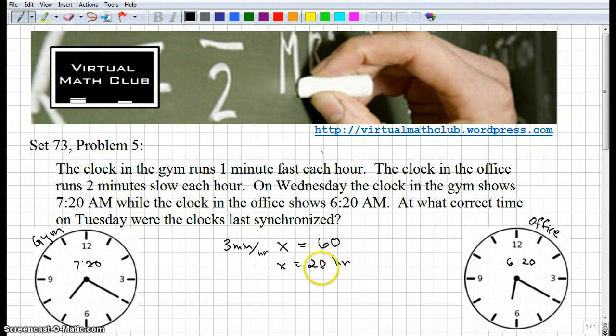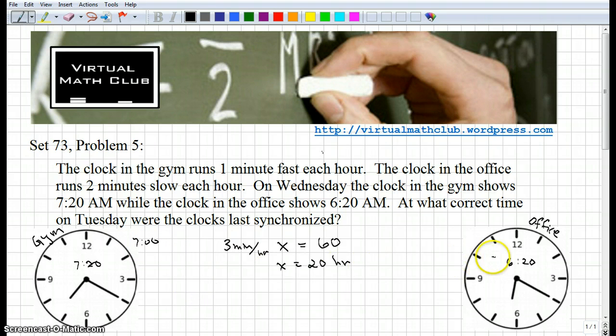So over that 20-hour time span, what happened? The clock in the gym ran fast 1 minute each hour, so it ran fast by 20 minutes. So it's about 7:20, so this should actually read 7 o'clock. That was the actual time.